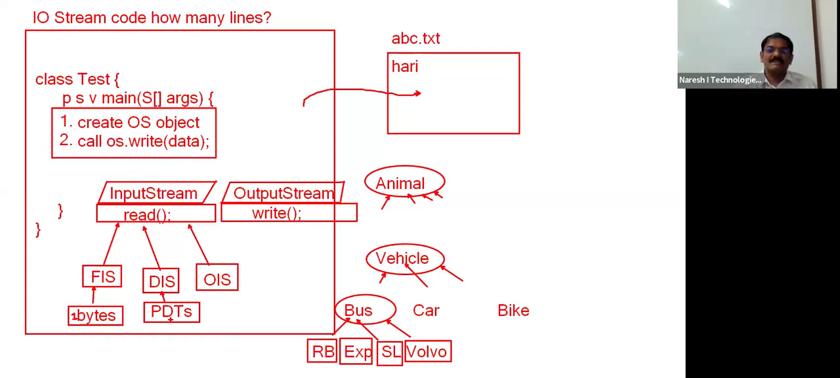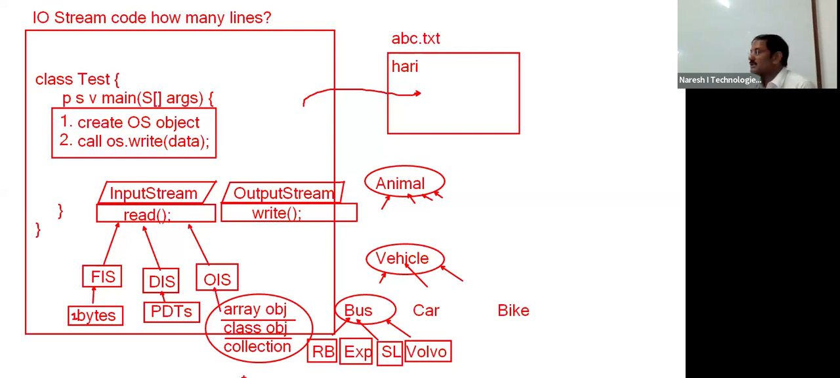Clear? Tell me, in Java, I have primitive data. Also, we have what? Objects. Which object? Either an array object, a class object, or a collection object. Okay, for any of the three objects, if you want to write and read from the file, can I use FIS? No. Can I use DIS? No. I have to use what? Object input stream.